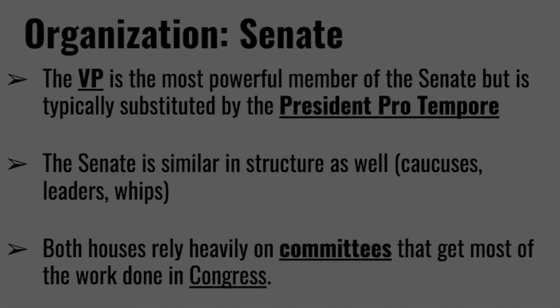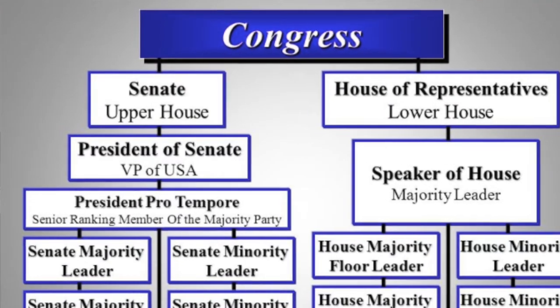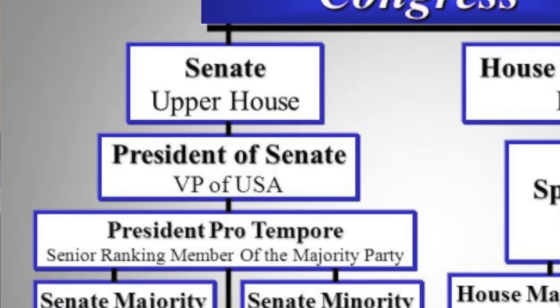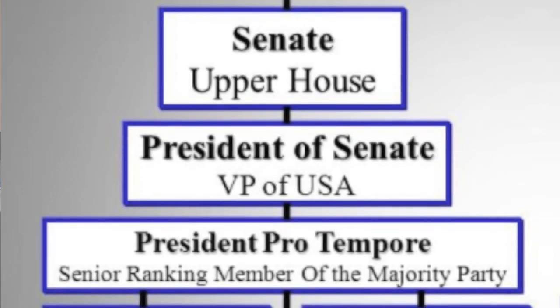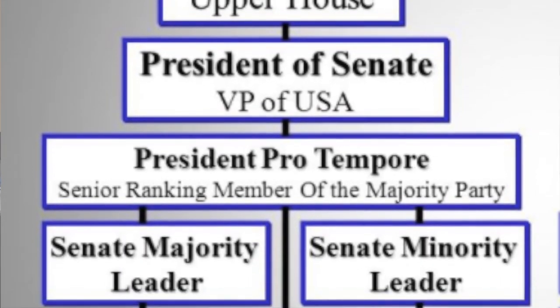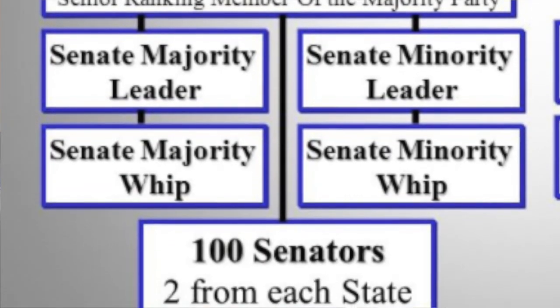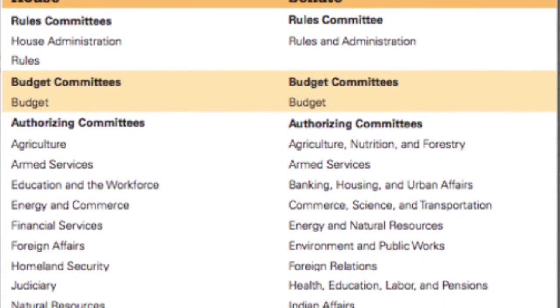Now, when we look at the Senate, technically the Vice President is the leader of the Senate, but the Vice President isn't often involved. Because of that, the Senate picks a leader temporarily in place of the vice president because the vice president's doing vice president things. This is called the president pro tempore, literally the temporary president. The structure of the Senate is pretty much the same as the House when we think of caucuses or the leadership or whips or even the committees. Now let's talk about committees. Committees are where most of the actual work in Congress gets done. Both the House and the Senate rely heavily on them.